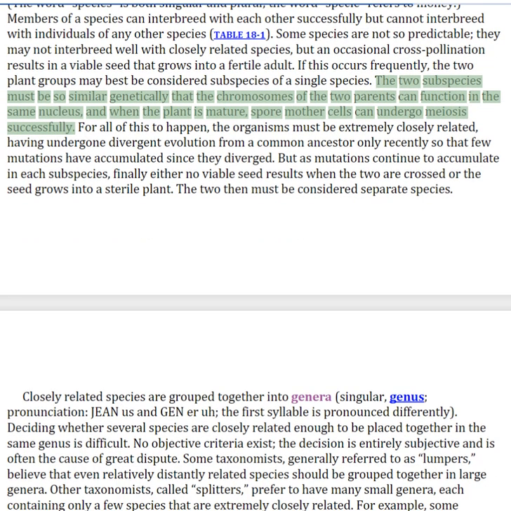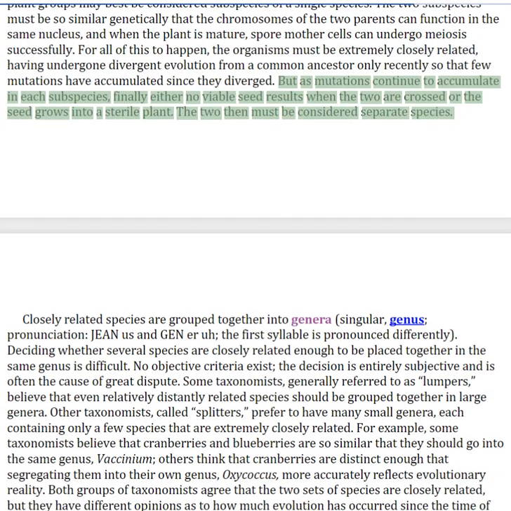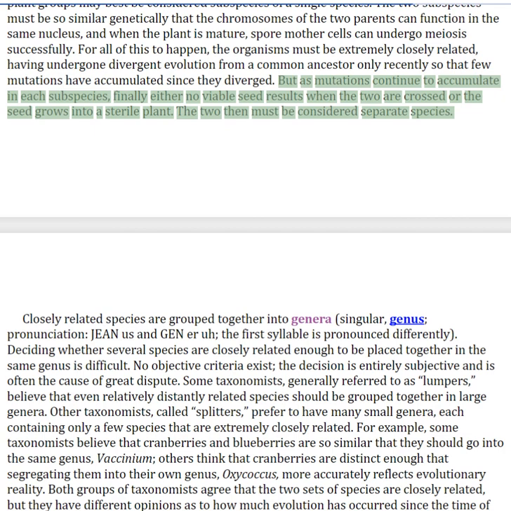The two subspecies must be so similar genetically that the chromosomes of the two parents can function in the same nucleus, and when the plant is mature, spore mother cells can undergo meiosis successfully. For all of this to happen, the organisms must be extremely closely related, having undergone divergent evolution from a common ancestor only recently so that few mutations have accumulated since they diverged. But as mutations continue to accumulate in each subspecies, finally either no viable seed results when the two are crossed or the seed grows into a sterile plant. The two then must be considered separate species.